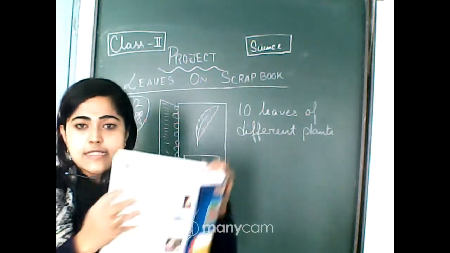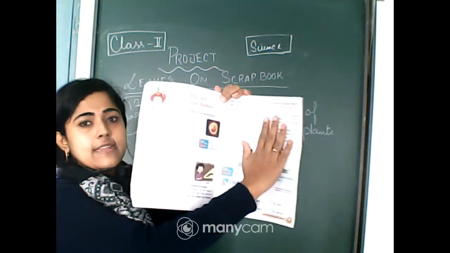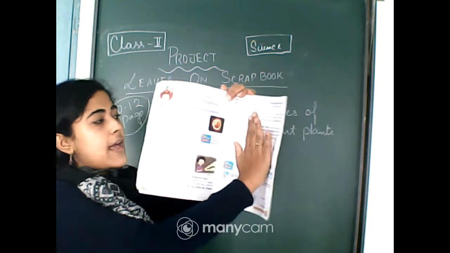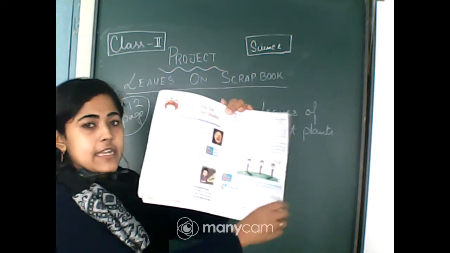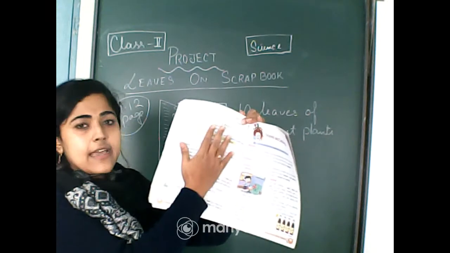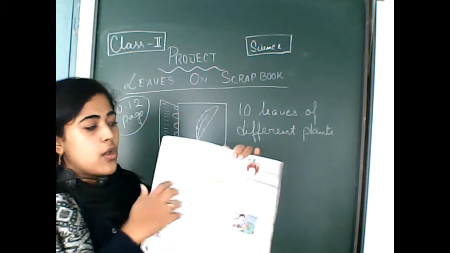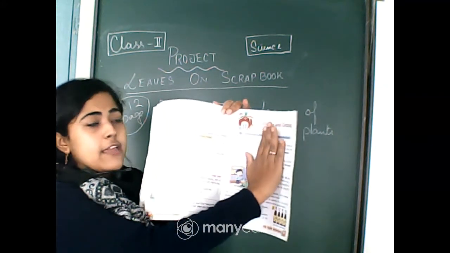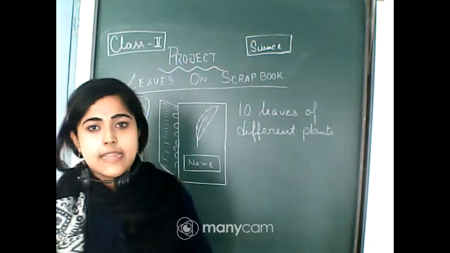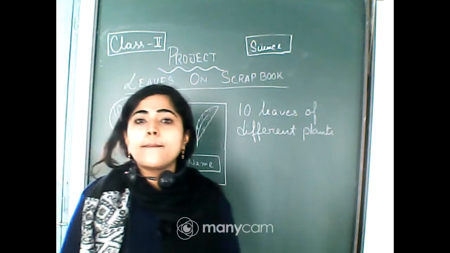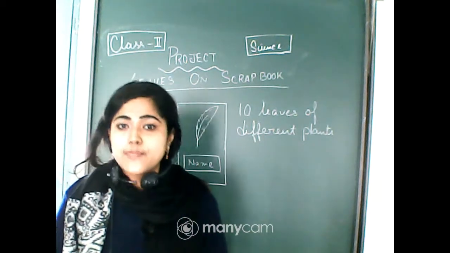On the right side of the page of this scrapbook, you have to paste the leaf and write a name under it. And on the next page, don't paste opposite the leaf which you pasted. Go to another page, paste another leaf, then write down its name. Like that you have to paste those leaves. I hope you will enjoy and have fun doing this project.